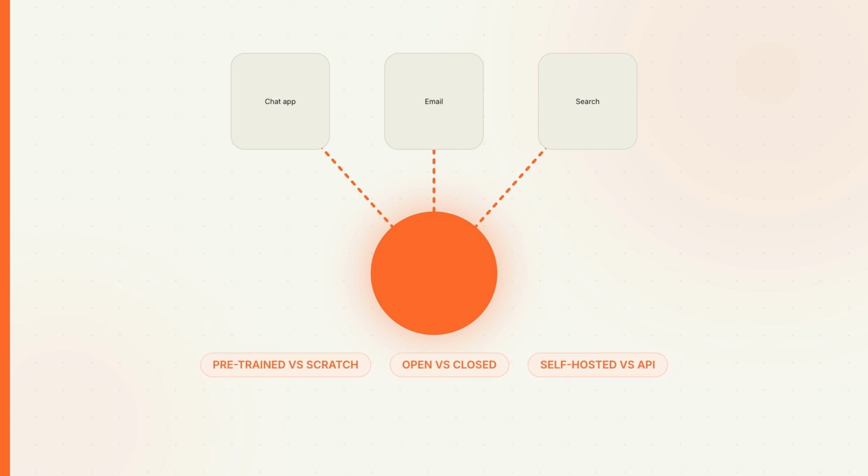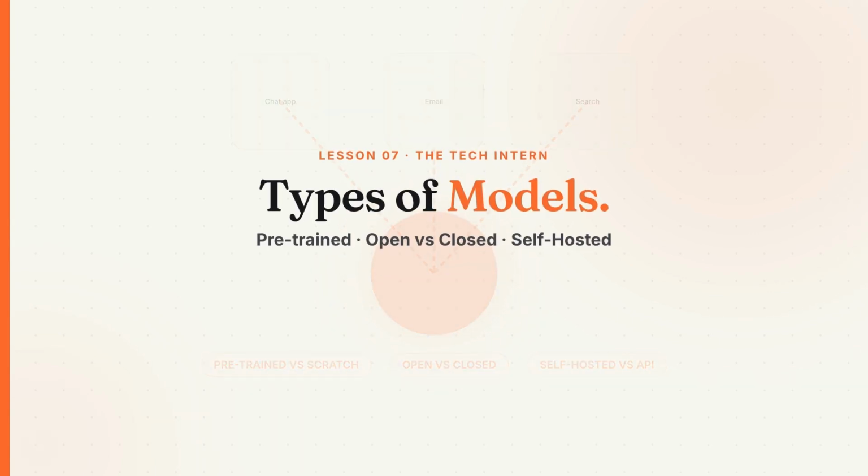And today we are doing all three properly, one at a time. By the end, you'll be able to place any model on the planet. GPT-4, Llama, Krutrim, all of it. Welcome everyone to lesson 7 of the Tech Intern. Today, the three types of models every AI engineer needs to know. Let's get into it.